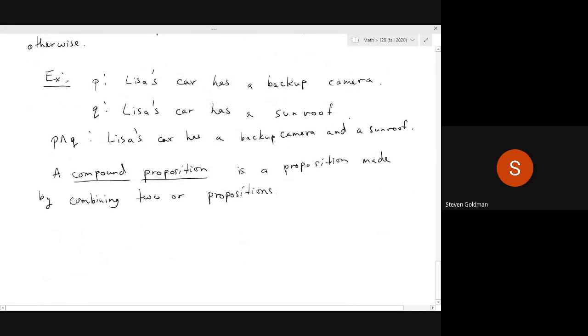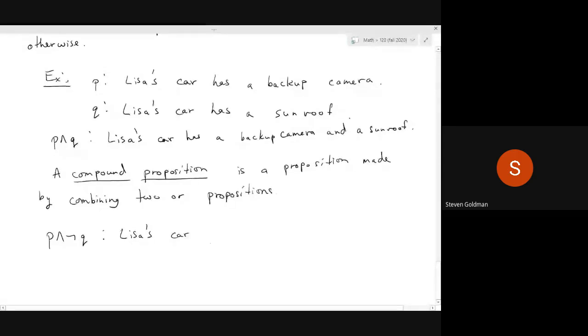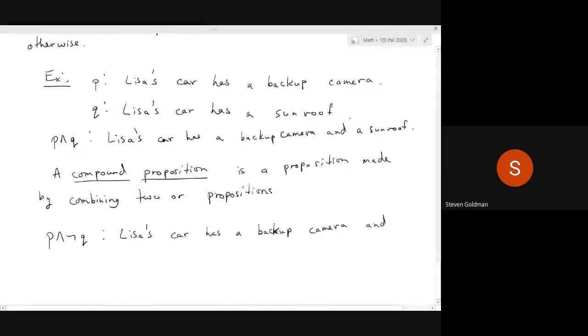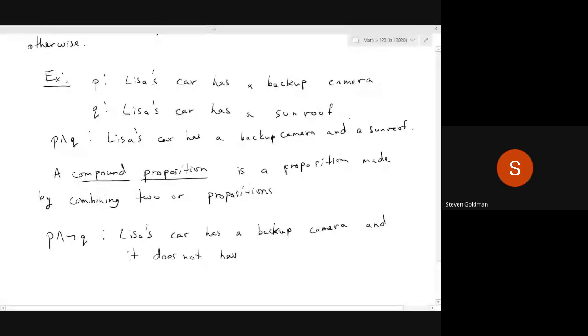When I'm doing a conjunction, I can also throw in negations into this thing. Okay, so if I wanted, I could write the sentence P and not Q. Okay, this would be the sentence, Lisa's car has a backup camera and Lisa's car does not have a sunroof. So, Lisa's car has a backup camera and it does not have a sunroof.